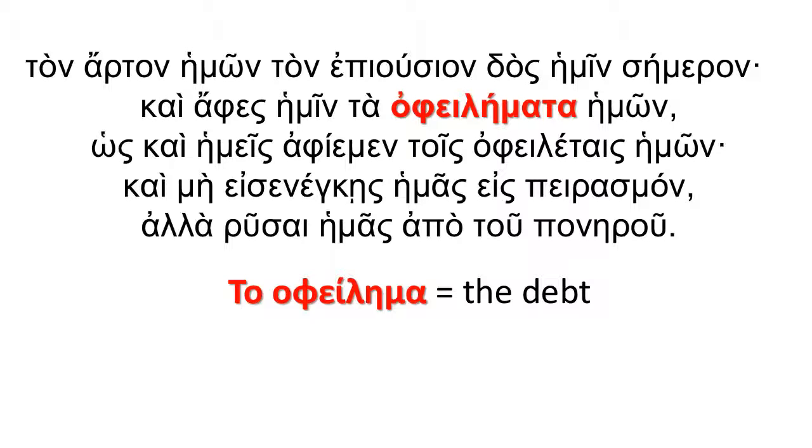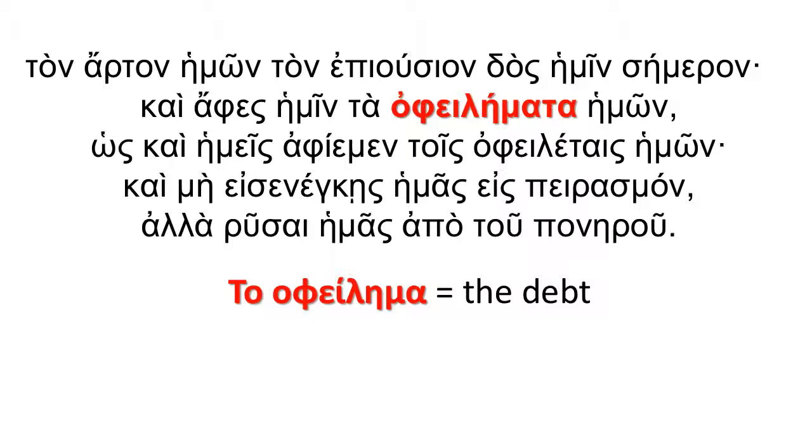Τα οφειλήματα ἡμῶν. Οφείλημα means the debt. Okay? And the next word, of course, we saw that a few minutes ago. ἡμῶν means our. ἡμῶν spelled with ητα. So τα οφειλήματα ἡμῶν means our debts.